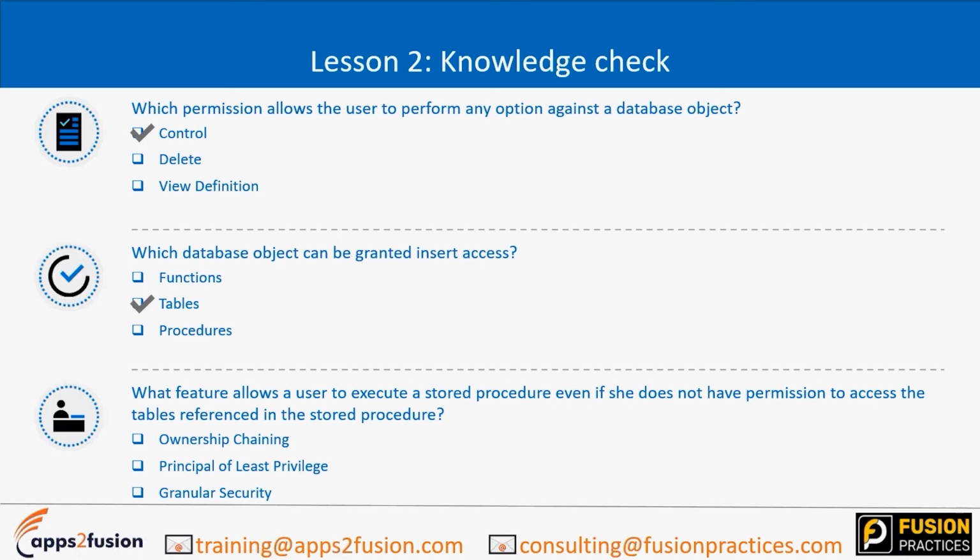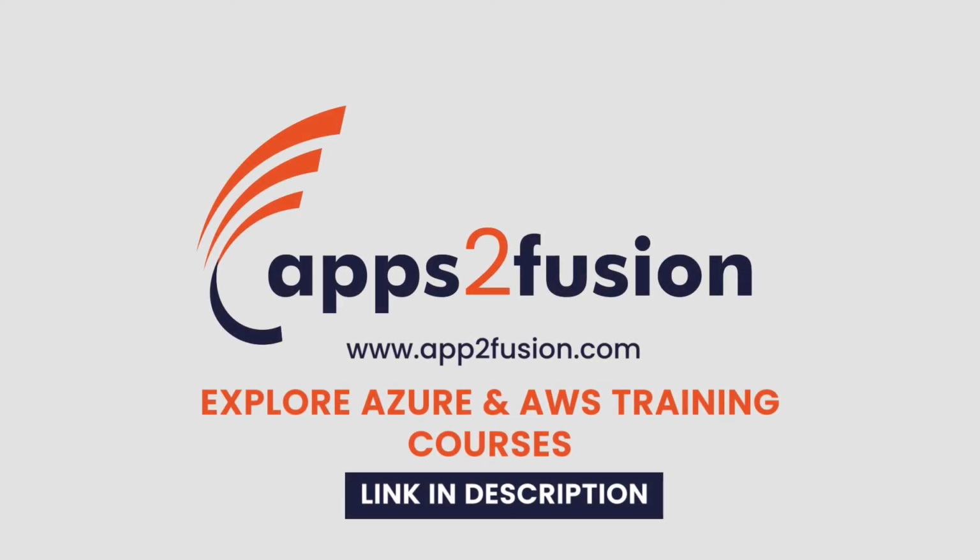The third question: which feature allows the user to execute a stored procedure even if he does not have permission to access the table referenced in the stored procedure? Ownership chaining. Exactly. That is ownership chaining. Ownership chaining is something that allows you to run the stored procedure even if you do not have permission to the underlying table.